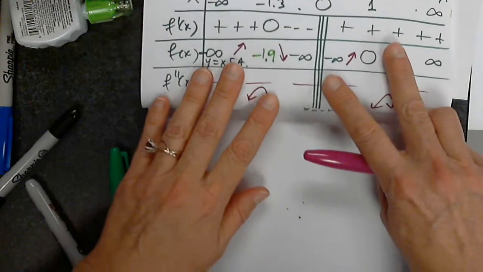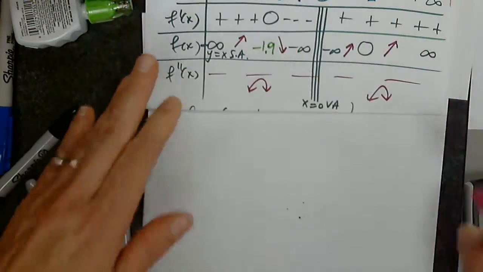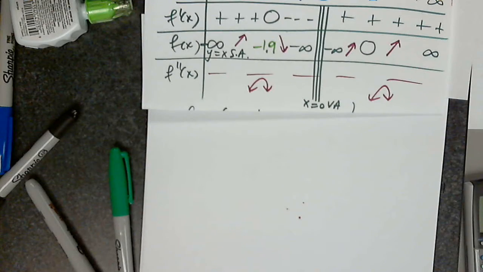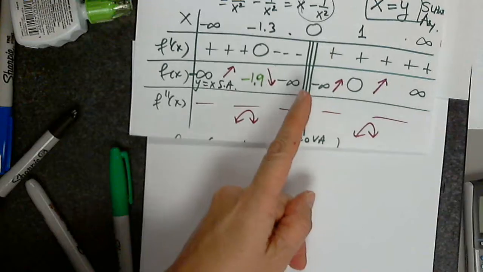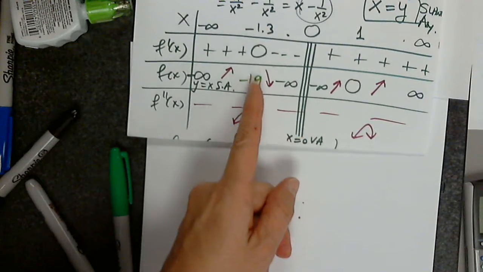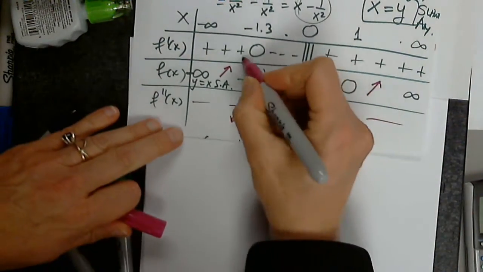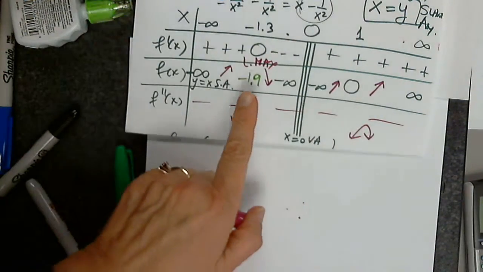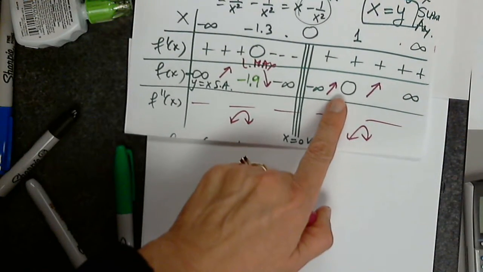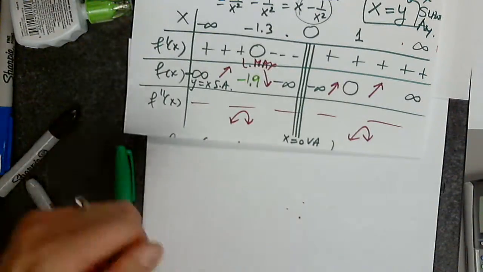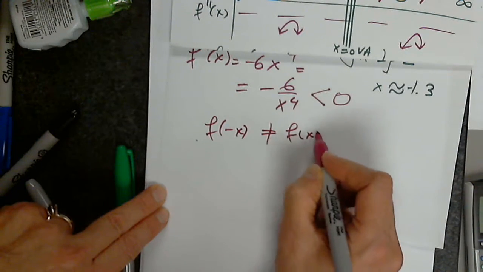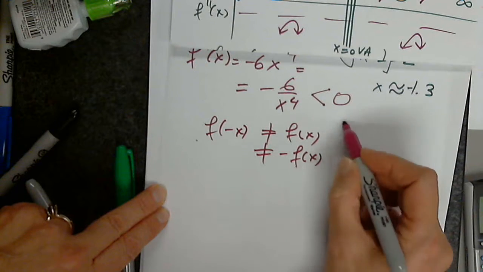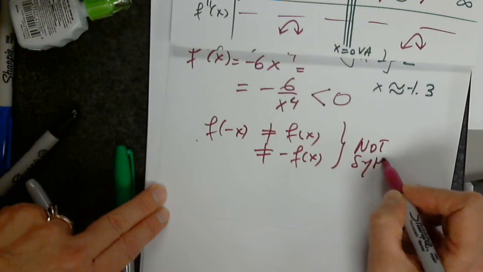Any questions before we graph? I didn't mention anything about symmetry. It cannot be symmetric. It has a vertical asymptote at 0, and it has a local max here and no max anywhere else. So I would write that, you can write it here: f of negative x does not equal f of x, and it does not equal negative f of x, so not symmetric.